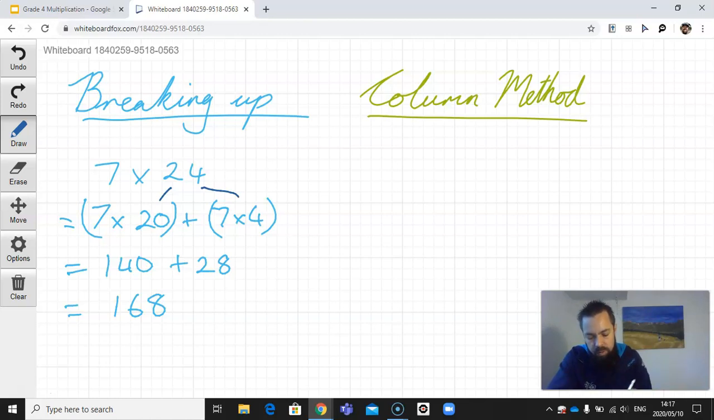I'm going to do another example quickly before I move on to showing you the other method. So this one is a single digit by a double digit. I'm going to do 3 examples: a single by a double, a single by a triple, and a double by a double.